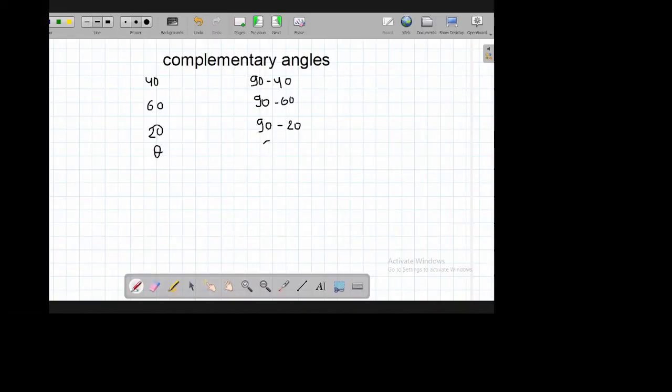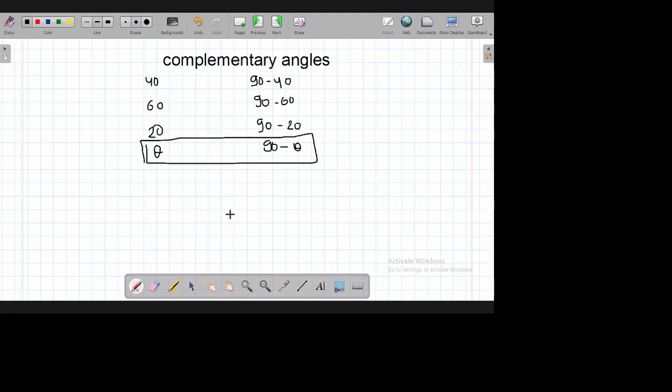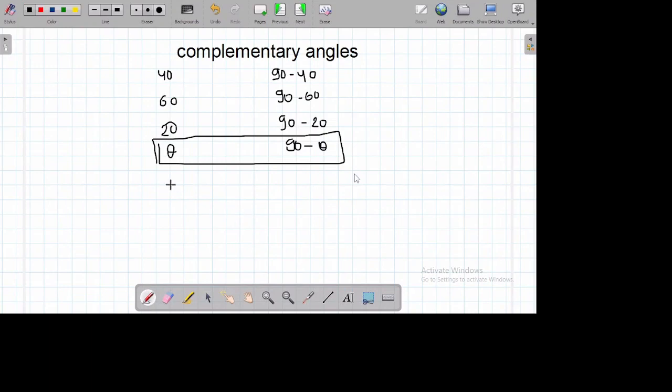So if one angle is theta, the next angle will be 90 minus theta. The questions will say complementary angles, and the angles won't be given. So we need to suppose the angles as theta and 90 minus theta. When complementary angles are given in the question, we have to suppose theta and 90 minus theta. Please all of you be careful.